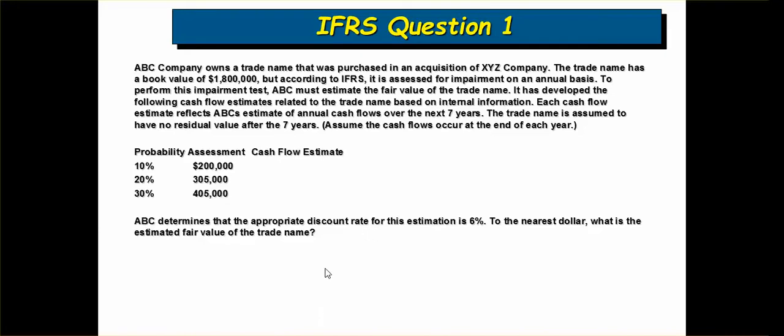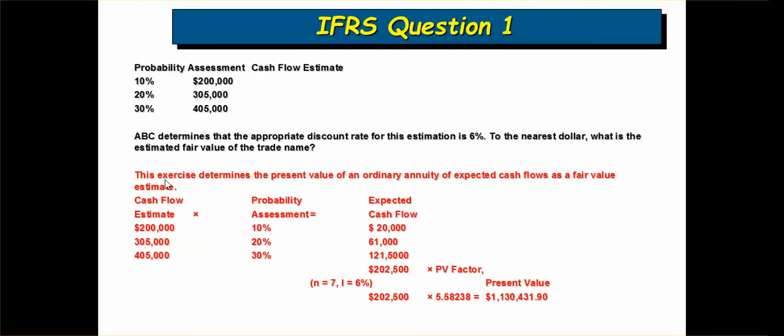Okay, so let's look at the next. What we need to do first is get the expected cash flows from this trade name. So we use the probability assessments multiplied by the estimated cash flows to come up with the amounts. Add those three up. You see I have an extra zero there, don't just ignore that. You add those three up, and we see that this trade name is going to probably be worth $202,500, right? Based on the estimates we have.